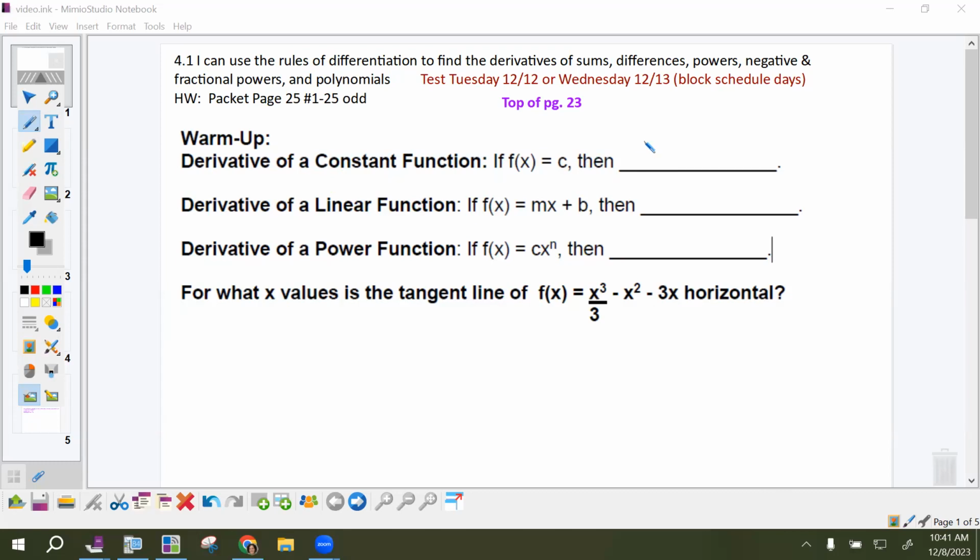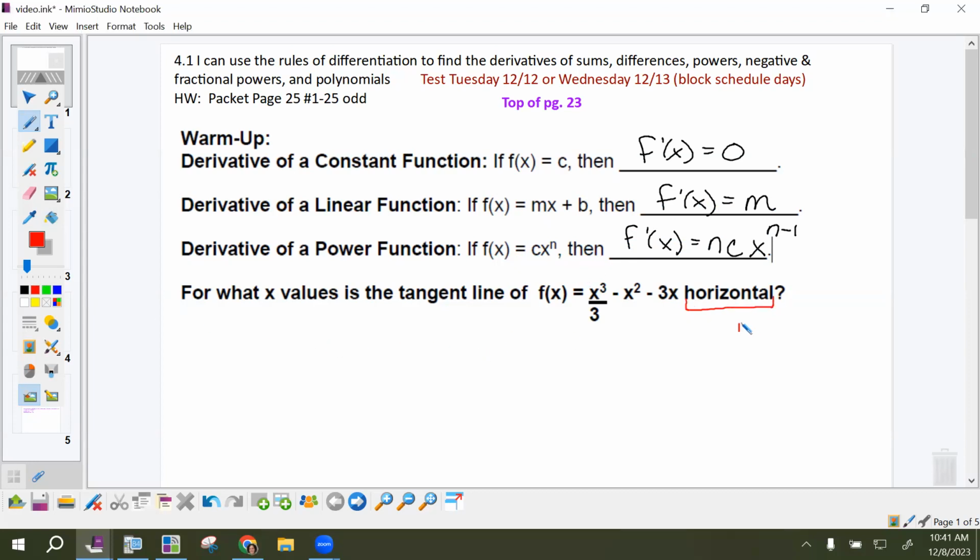So for a constant, the derivative, f prime of x, will always be 0. And when we have a linear function, the derivative will always be the slope. And when we have a power function, the derivative is the n multiplied with the coefficient, and then we subtract 1 from the power. For what x values is the tangent line horizontal?